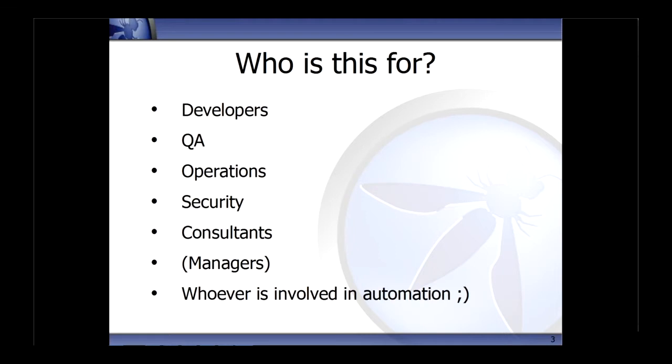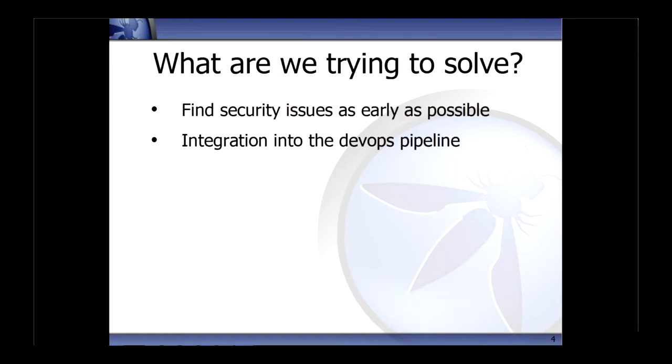This is for everyone who could be involved in automation. I've now got a better idea of the makeup of the audience. We've got a good mix of everyone here. So we're trying to find security issues as early as possible, but we don't want to do those completely outside of the development, the new DevOps pipeline. We want developers to be involved as much as possible.